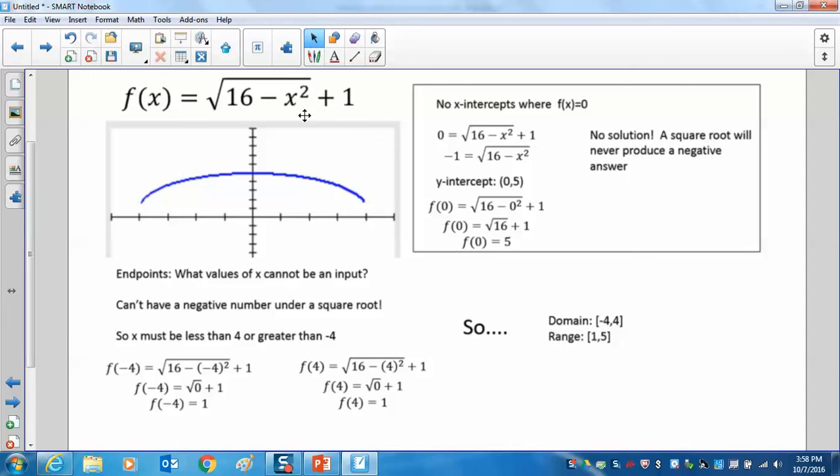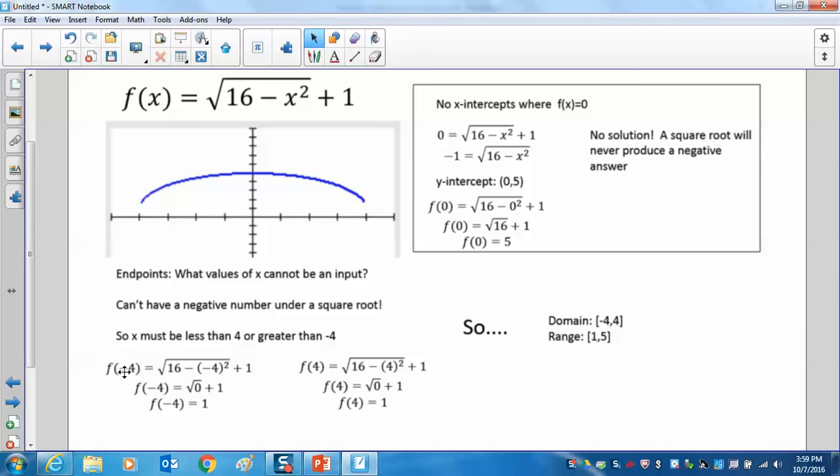What number squared would be bigger than 16? Well, x values bigger than 4 or less than negative 4 end up creating a negative number under our square root. So we're not allowed to have x values over here to the left of negative 4 or to the right of positive 4 because they will produce a negative number under our square root. So we'd say that our endpoints are at an x value of negative 4 and positive 4. And when we plug those in, we can get our y value.